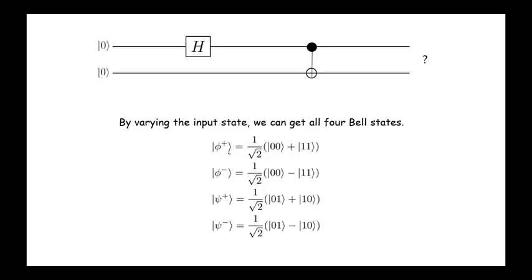They come in pairs. There's phi plus and phi minus. Phi plus is 00 plus 11. Phi minus is 00 minus 11. Of course, with this normalization 1 over square root 2. And then you have psi plus and psi minus, which are 01 plus 10 and 01 minus 10. Okay, so you should check that these are 4 mutually orthogonal basis states. They are mutually orthogonal unit vectors.